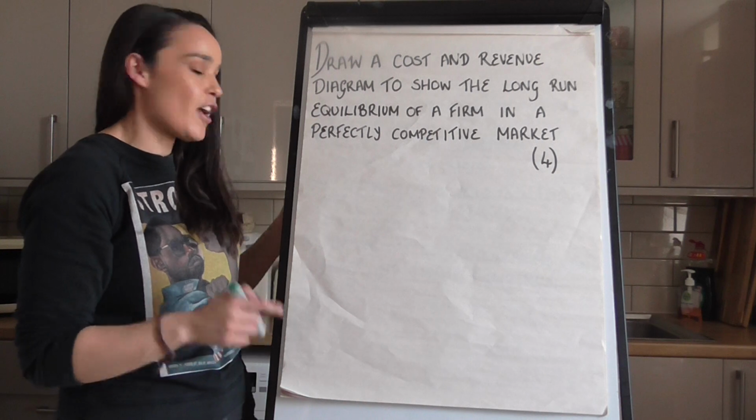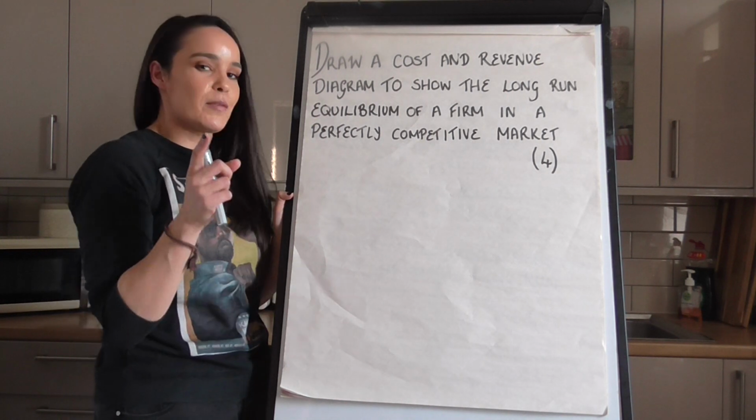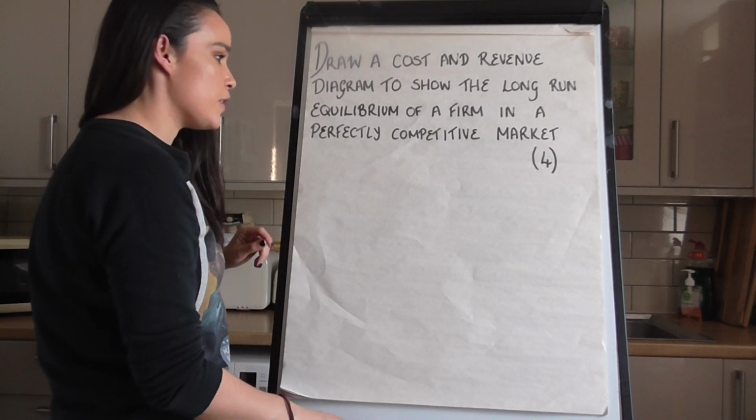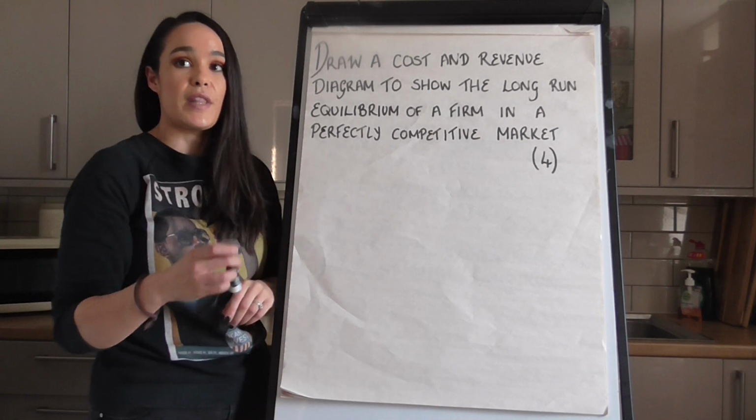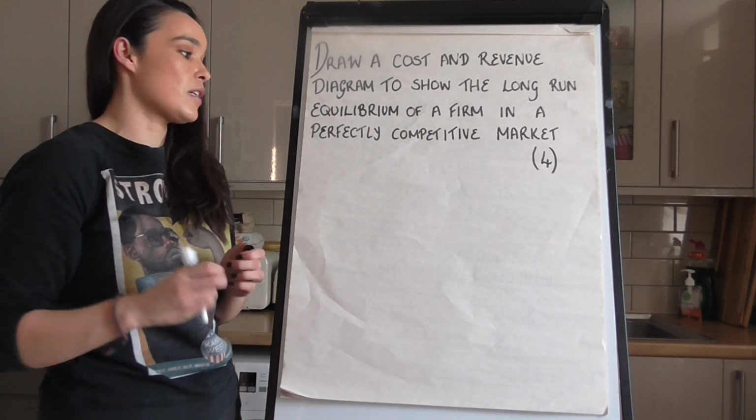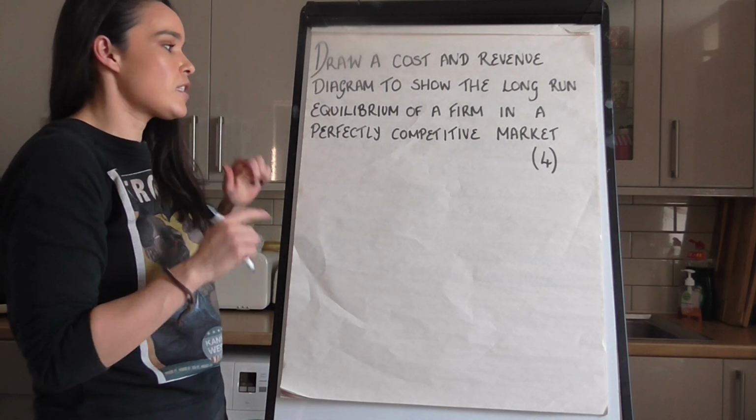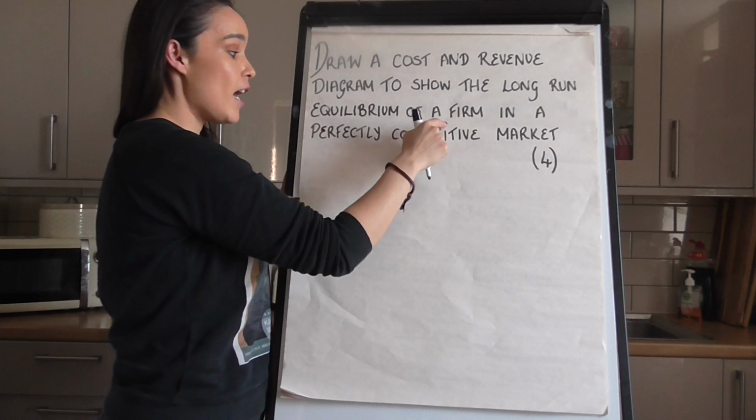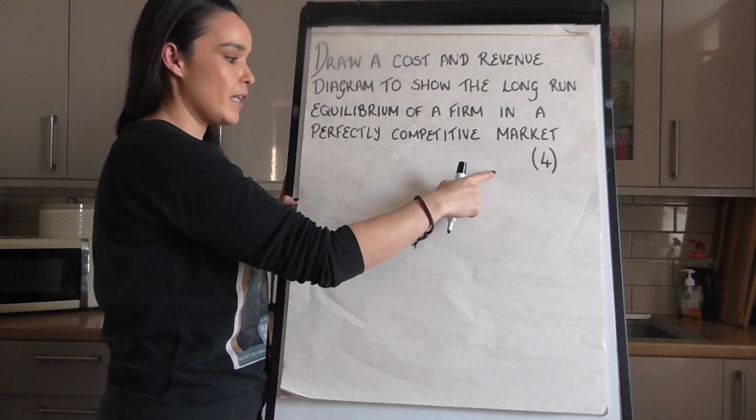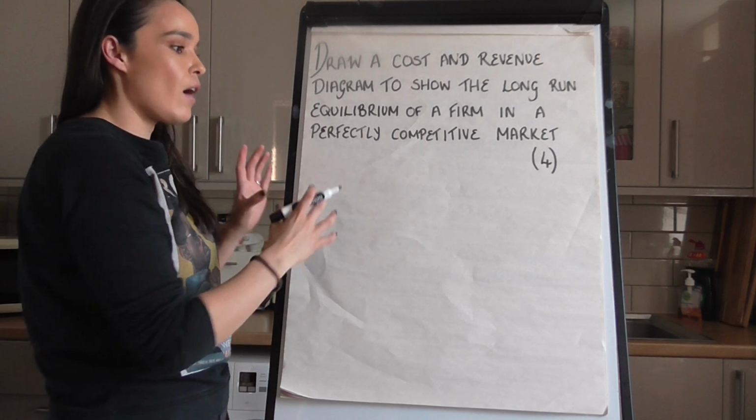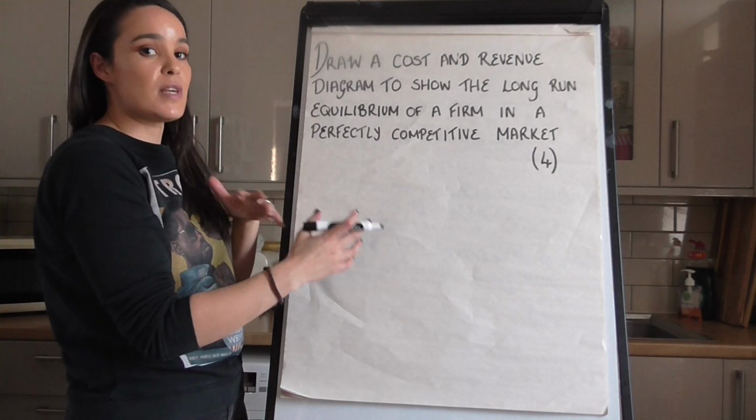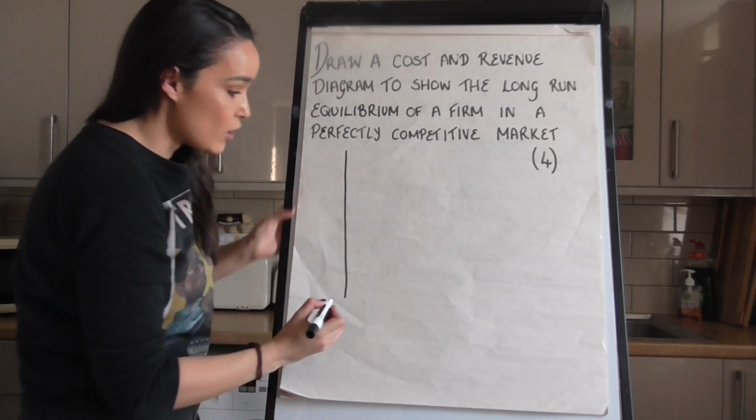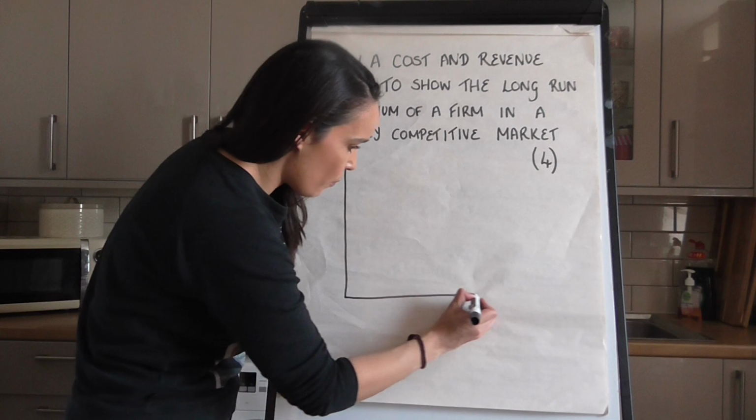Okay, so I hope you paused. But if you didn't, shame on you. So the diagram that I'm expecting to be drawn here, and we'll draw the diagram and then I'll go through where you get the marks from, is just the firm. So it says here, the long run equilibrium of the firm in a perfectly competitive market. So I'm not looking for that whole diagram that we did in the last video. I'm literally just looking for the firm diagram here and the long run. So we'll have a look at what that means.